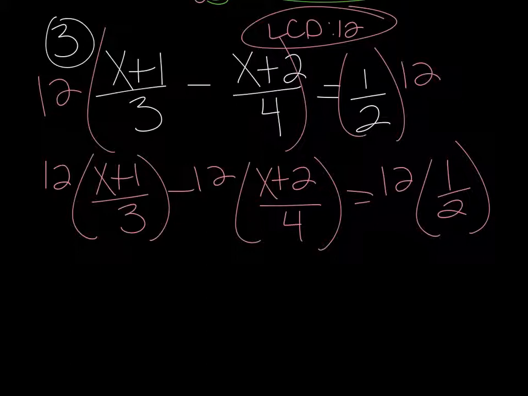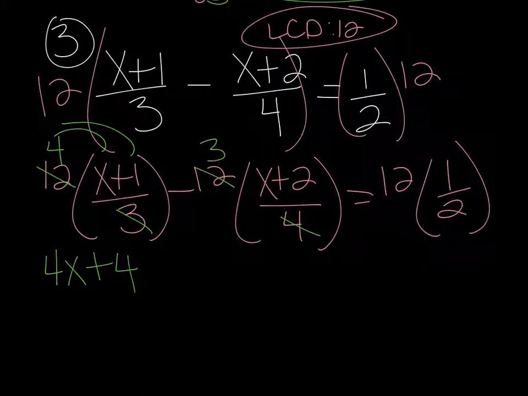But let's go ahead and start reducing. I can divide out a 3 from that first group. The 12 turns into a 4, and now I have to distribute that 4. So I have 4x plus 4. For the second term, I can divide out a 4, and that turns into a 3.